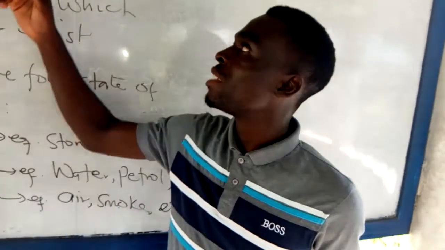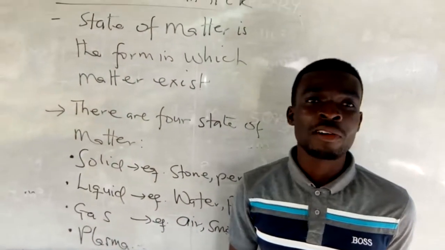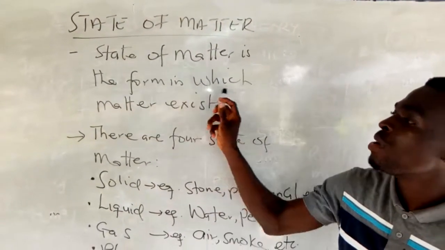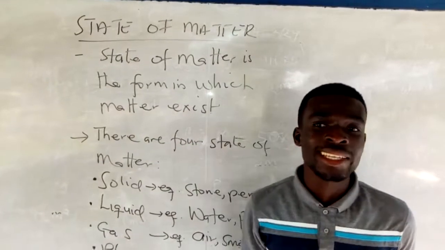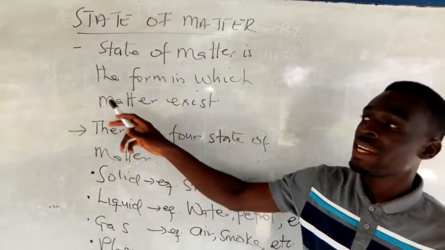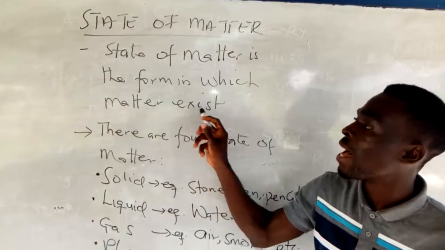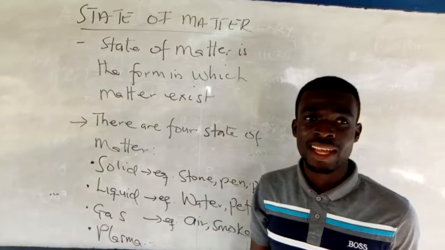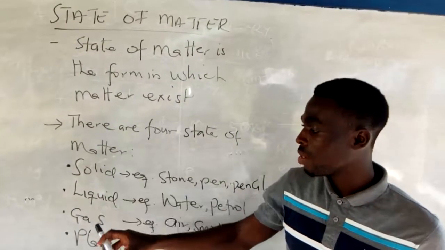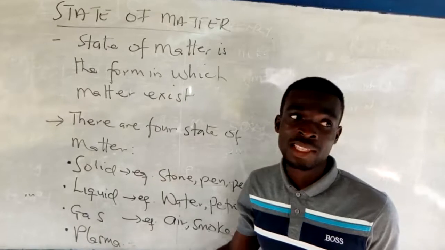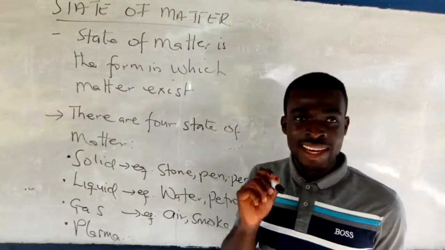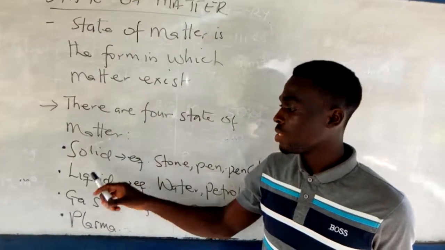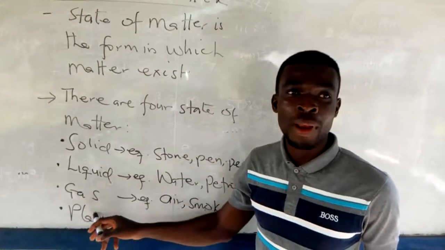We continue with states of matter. When you say state of matter, you are saying that it is the form in which matter exists. I say it again: state of matter is the form in which matter exists. Currently, there are four states of matter. They are solid, liquid, gas, and plasma.